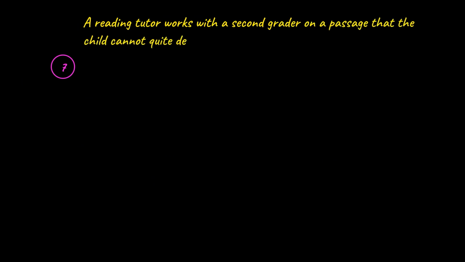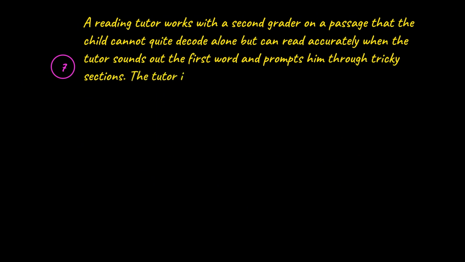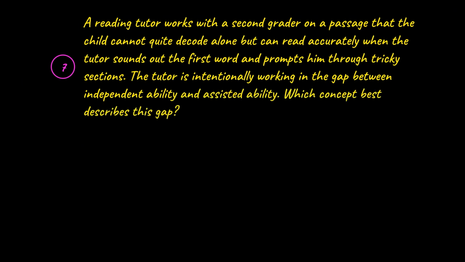Question 7. A reading tutor works with a second grader on a passage that the child cannot quite decode alone, but can read accurately when the tutor sounds out the first word and prompts him through tricky sections. The tutor is intentionally working in the gap between independent ability and assisted ability. Which concept best describes this gap?